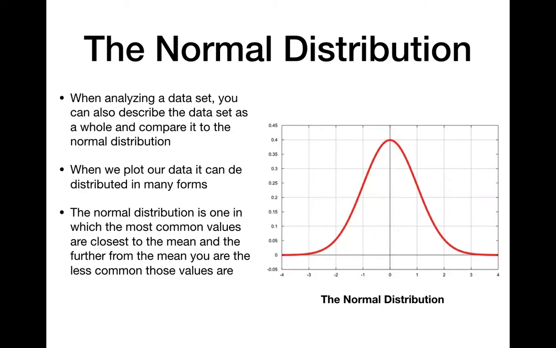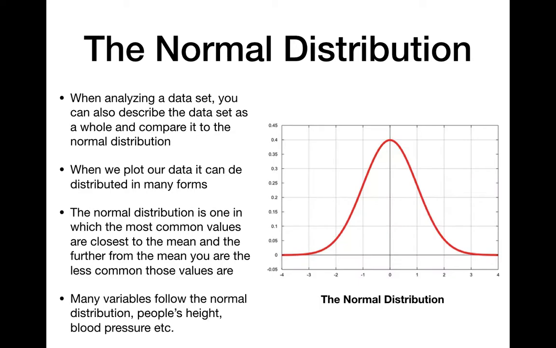So if you think of kind of like a histogram, the most values are going to be close to that mean. And then as you get further from the mean on both sides, the number of points of those values decreases. So in examples of this, people's height follows normal distribution, blood pressure follows normal distribution, a lot of things with biology follow it. Things that have a normal level of variation will be following the normal distribution.